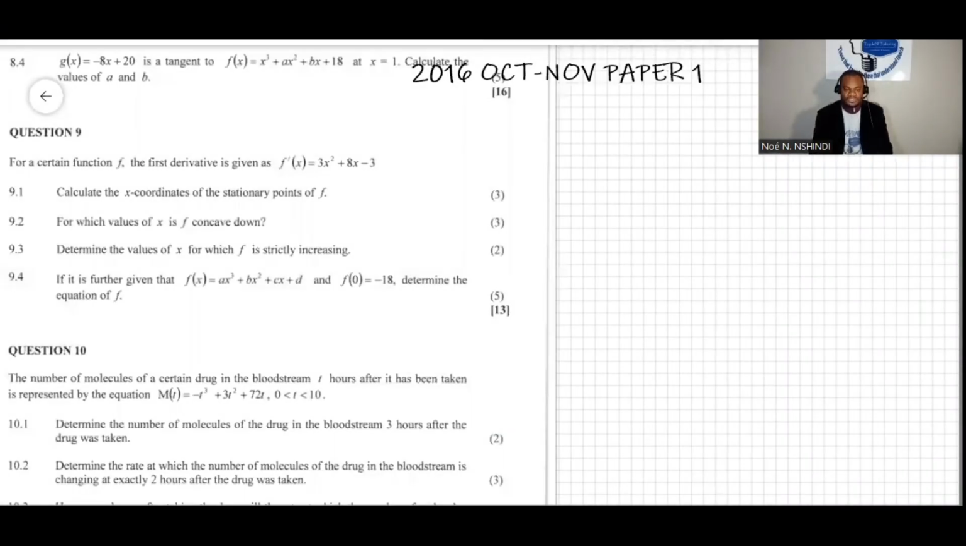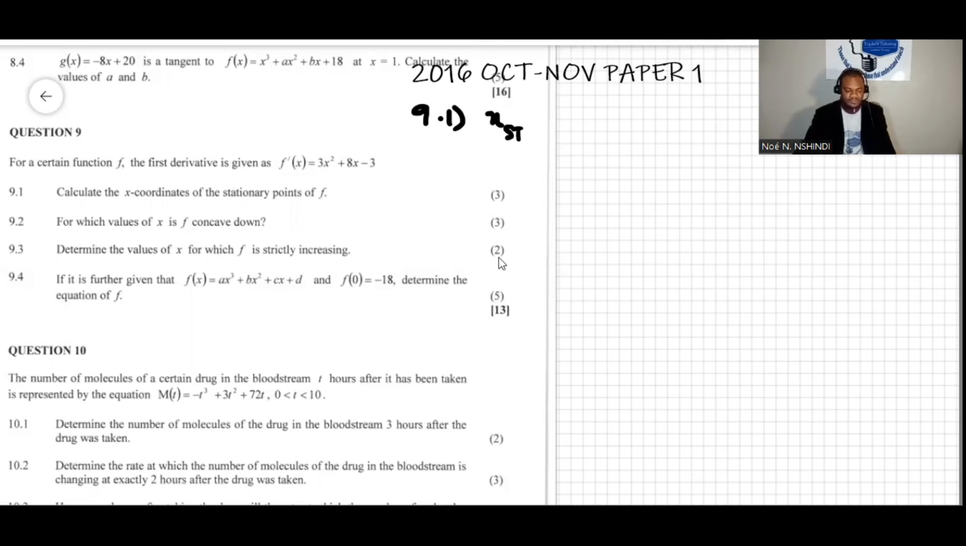Well, we have another question here, question 9. The question says, for a certain function f, the first derivative is given by... the stationary points are called st. The stationary point is the same thing as the turning point, okay? Because let me give you an idea.